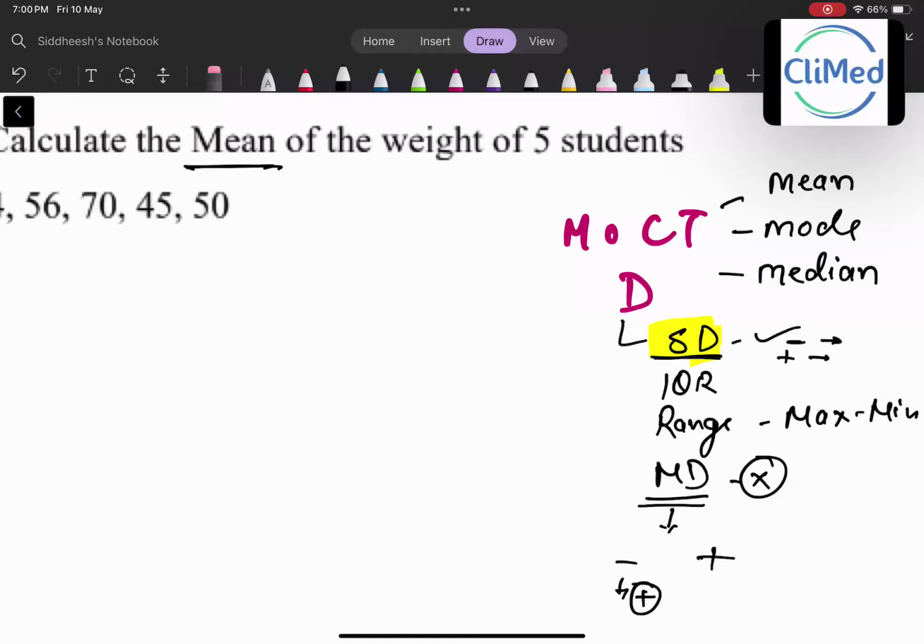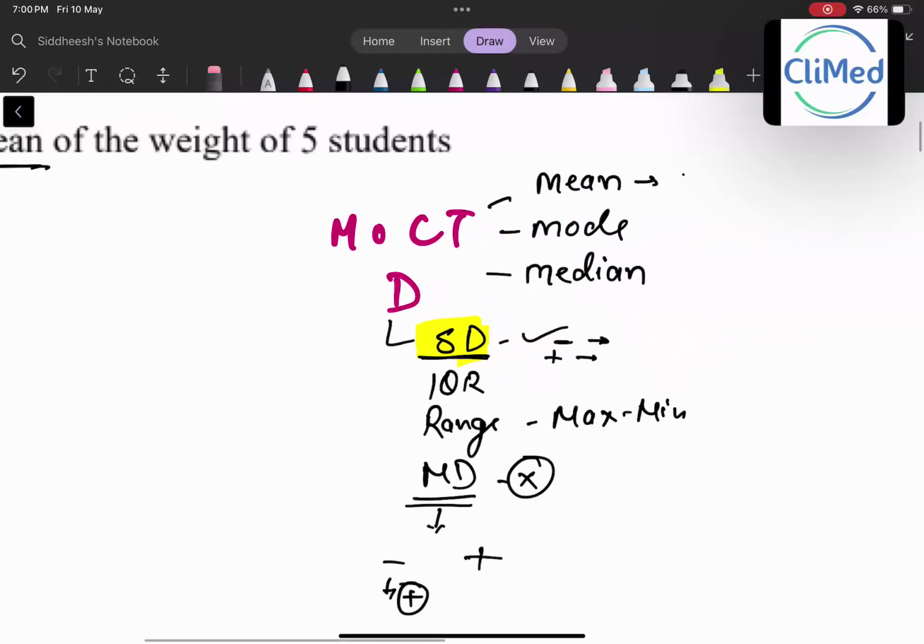Okay. The next thing we have is the mean. So mean is what? Average value, correct? What about mode? The most frequent value. Another thing we have is the median.